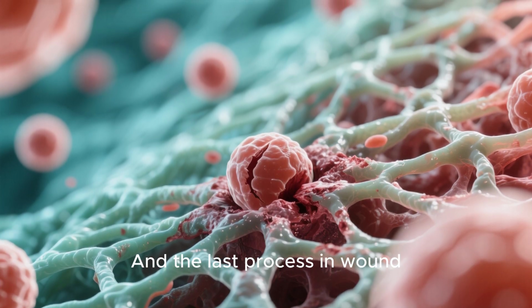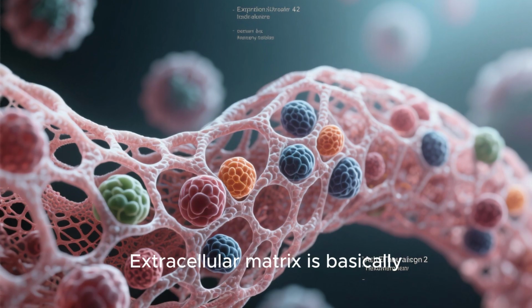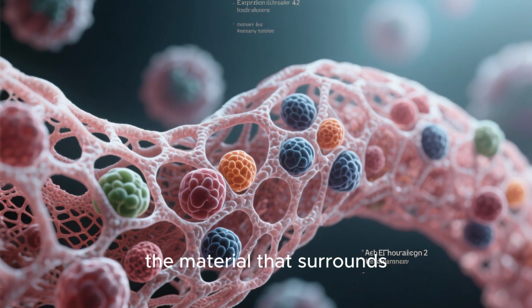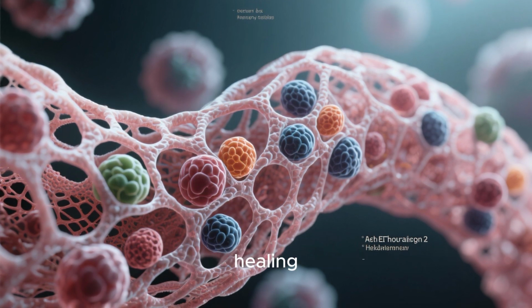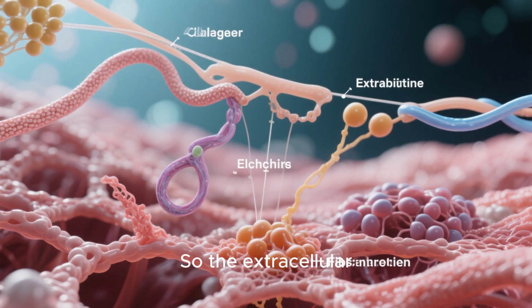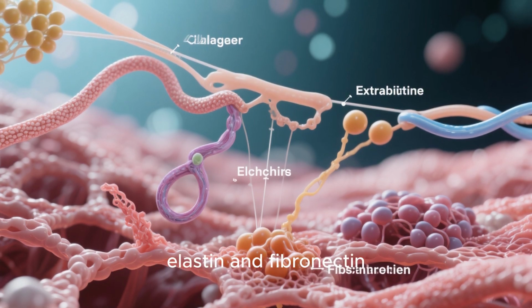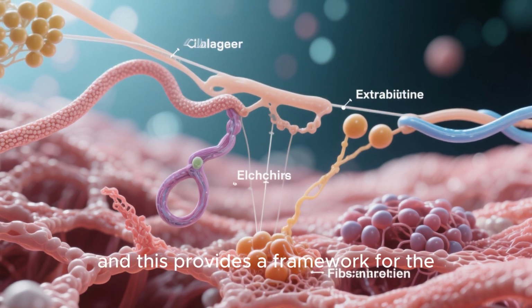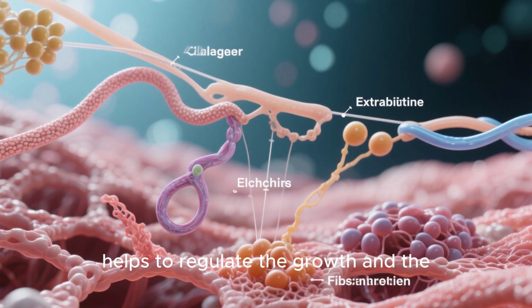Some examples of cytokines are interleukins, interferons, and tumor necrosis factor. And the last process in wound healing is the action of extracellular matrix. Extracellular matrix is basically the material that surrounds and supports the cells, and it plays an important role in wound healing. So the extracellular matrix is composed of various components such as collagen, elastin, and fibronectin.